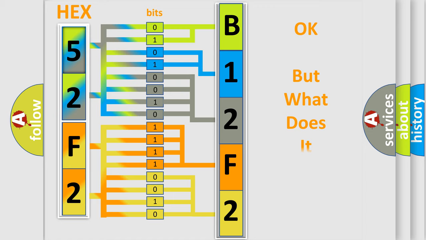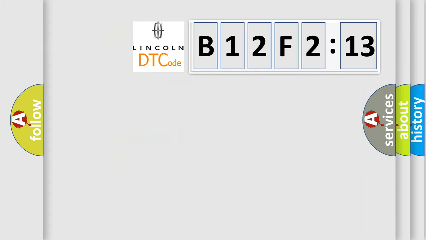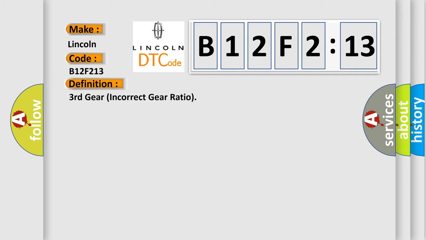The number itself does not make sense to us if we cannot assign information about what it actually expresses. So, what does the Diagnostic Trouble Code B12F2-13 interpret specifically for Lincoln car manufacturers? The basic definition is third gear incorrect gear ratio. And now this is a short description of this DTC code.